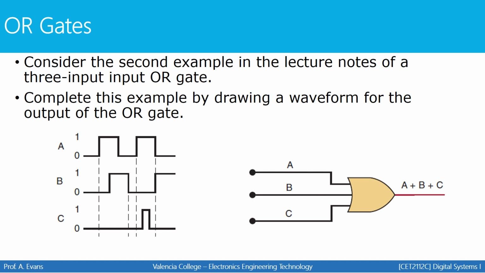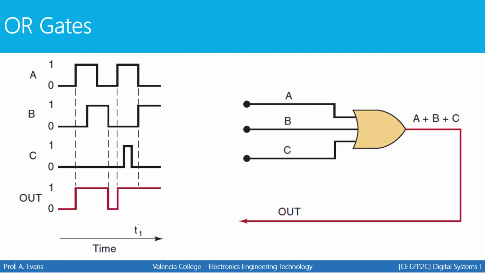Now let's take a look at the solution. If you have a 3-input OR gate, the idea is the same. The output will be high as long as at least one input is high. So you're just going to identify those places where that happens. We can see right here that A, B, and C all start out low. And then at this point, A is high. At this point, B is high. So from this point right here to this point right here, we know the output is going to be high because at least one input is high.